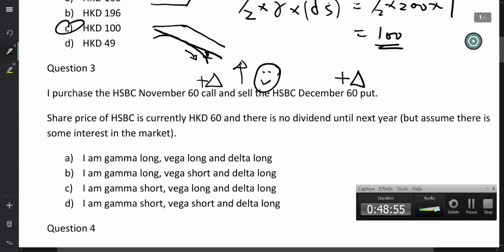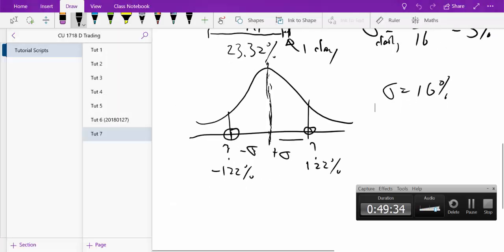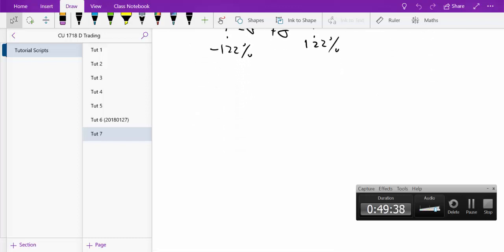Okay, so of these four combinations, which one is it? Now, you can see that, first of all, you are talking about at the money options. But the dates are different. So the call is actually shorter dated than the put, okay? Now, the way you can do this, as far as gamma is concerned, I'm trying to think what is a good way to do this.